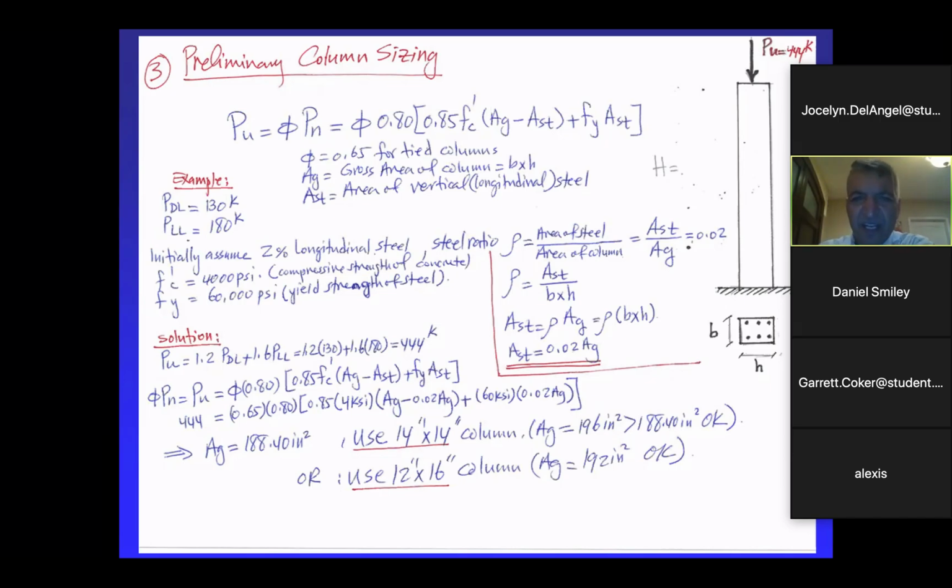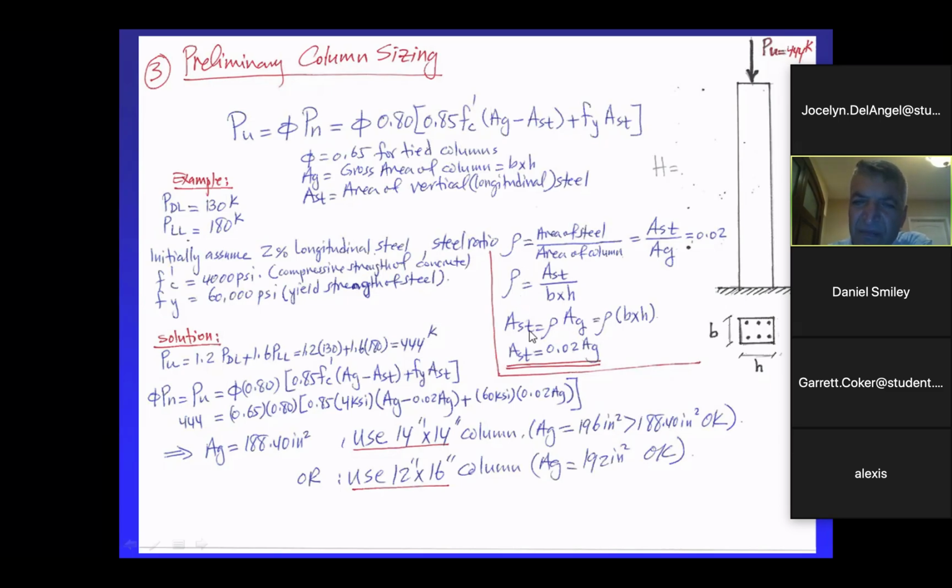That's what it means. So we define that steel ratio as rho equal area of steel divided by area of concrete. Area of steel is AST divided by A sub G equals 0.02. That's the 2%. That's what this means. All right? So rho equal AST over B times H, because that's the area of the column. AST equal rho times AG.